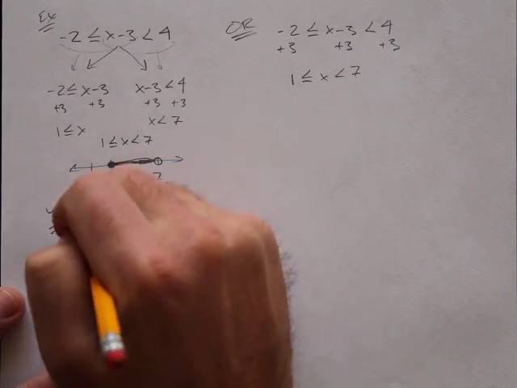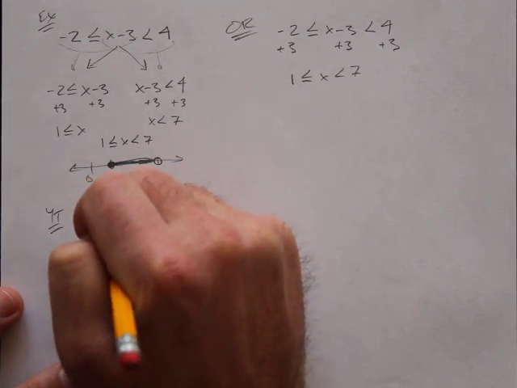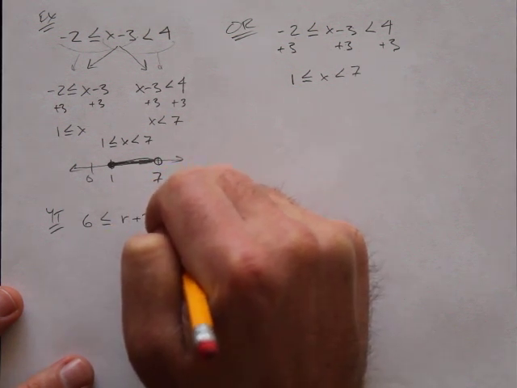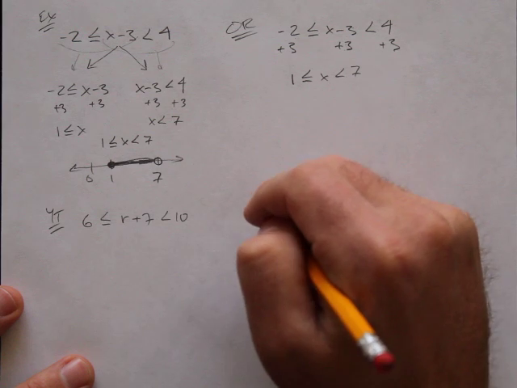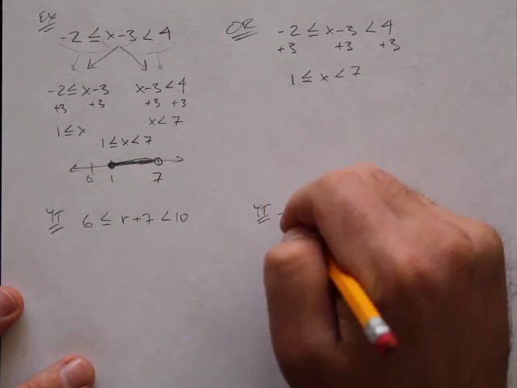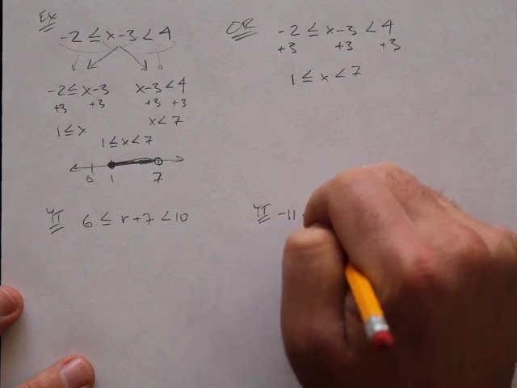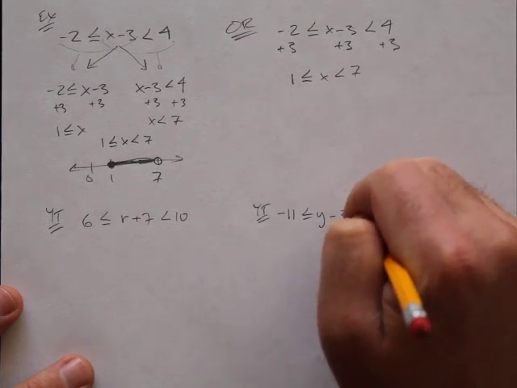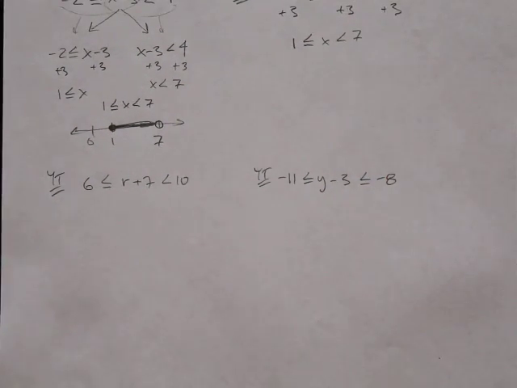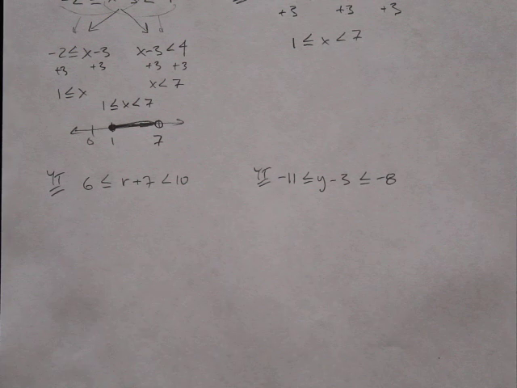You try 6 is less than or equal to r plus 7 is less than 10. And negative 11 is less than or equal to y minus 3 is less than or equal to negative 8. All right, do those two, and let's make sure you solve them and graph them. All right, go ahead and do that work, and pause and go.